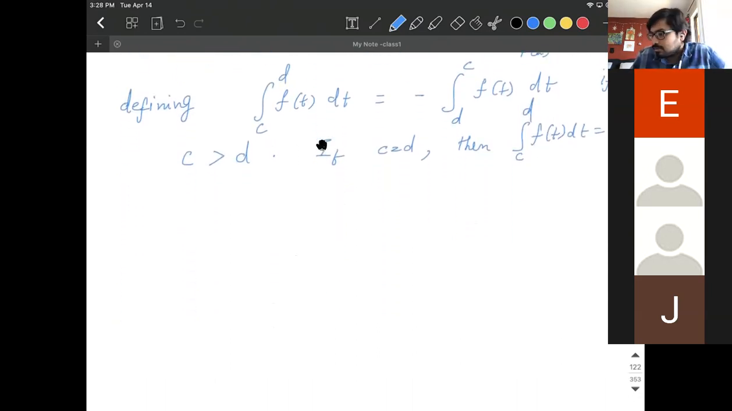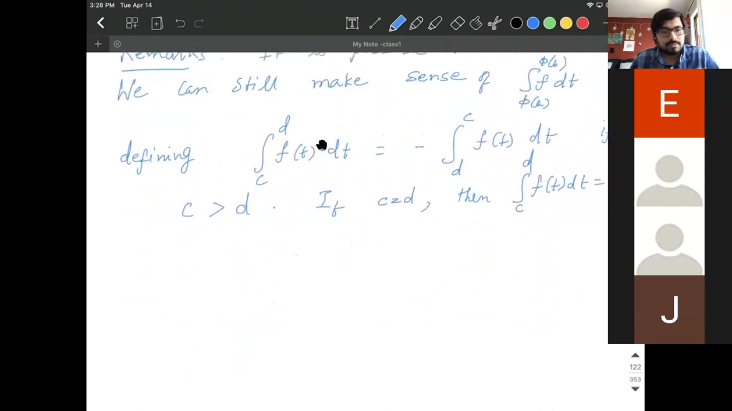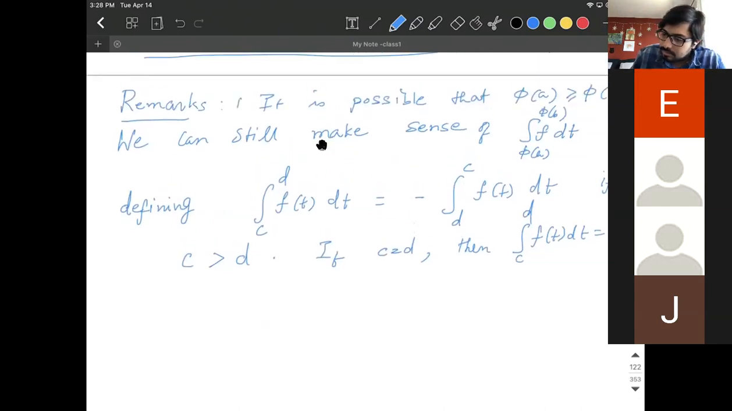I mean, if c is equal to d, then just from the definition of Riemann integration, you can show that the integral is 0. Now, the second remark is slightly technical and we will avoid this part, but I'll state it as it is stated in the note, that this function phi has to be what is called strictly monotone.